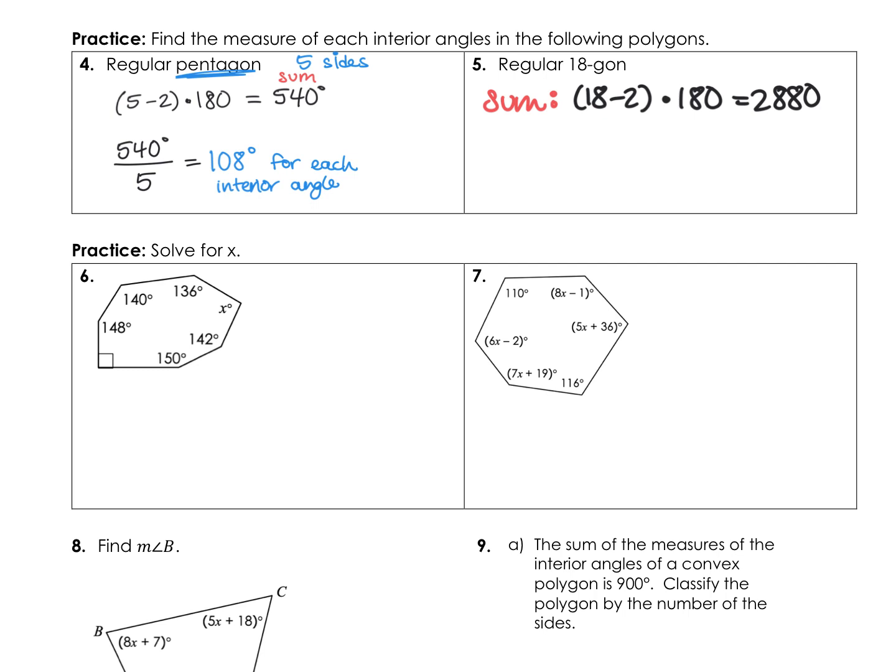What do I do then to get one angle? What do I divide by? How many sides do I have? Well, I also have 18 angles, right? Because it's the same. So divide that by 18, and each one is, what do you got? 160 degrees.